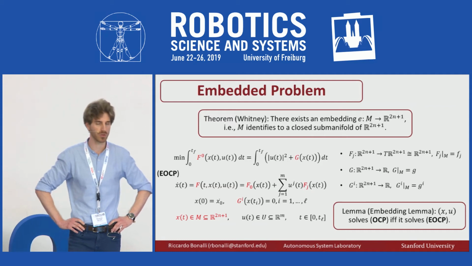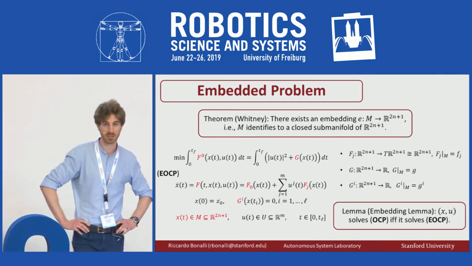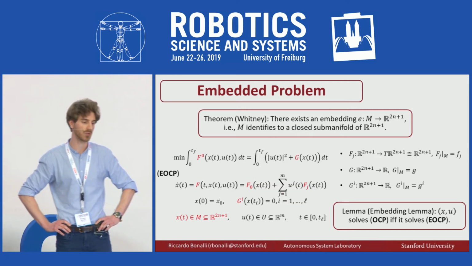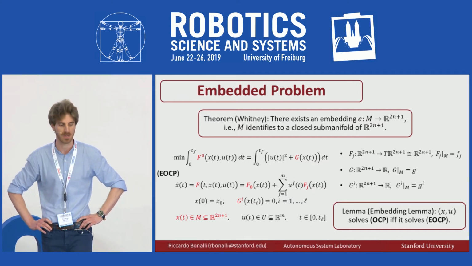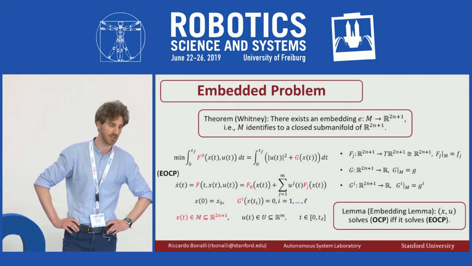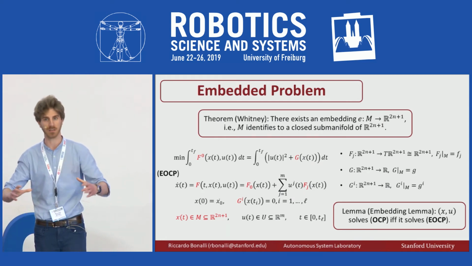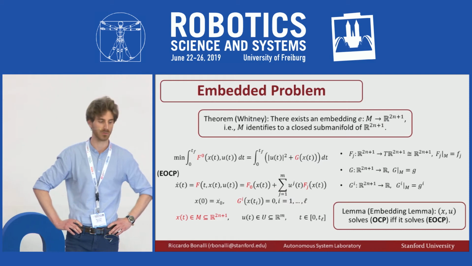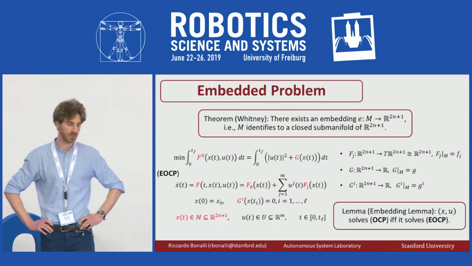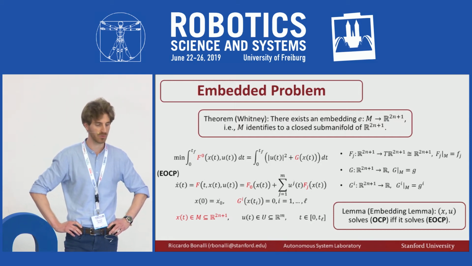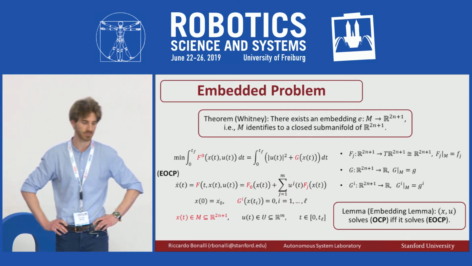We leverage a class of embedding theorem known as Whitney embedding theorems, thanks to which we can identify the manifold M to a closed submanifold of a Euclidean space. This allows us to define the following embedded optimal control problem for which we extended all the considered mappings to an Euclidean space. The key result is noting that a trajectory is a solution for this problem if and only if it is a solution of the original formulation.